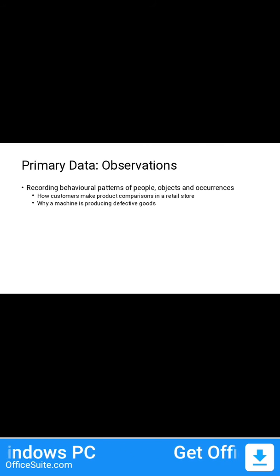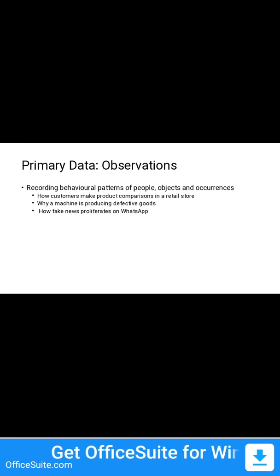Then, why a machine is producing defective goods. If I want to find out why a machine is producing defective goods, again I can try and observe that machine when it is functioning. So while this machine is running, I'll go and observe it so that I may get an idea about why that particular machine is producing defective goods.